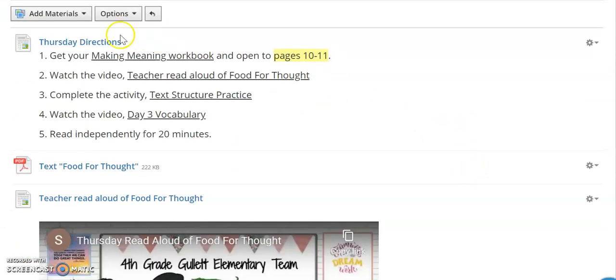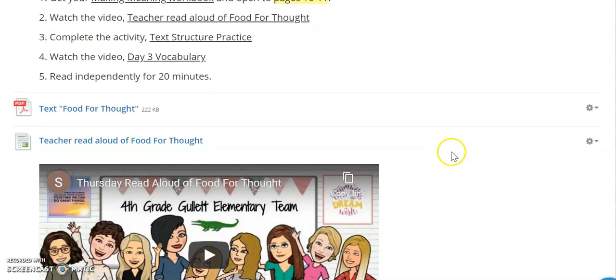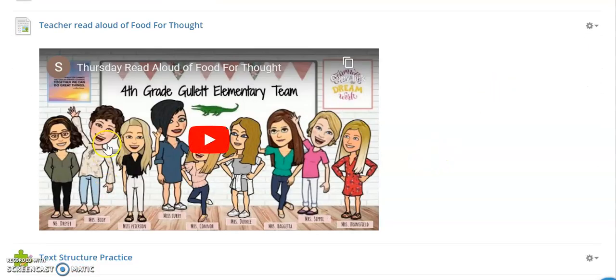Thursday, you're again using your Making Meaning workbook, but we're going to turn to pages 10 and 11. We're going to talk about this text. It's called Food for Thought. Again, if for some reason you don't have your workbook and you can't follow along, the text is here. It's just 2 pages, so you can print that if you'd like to. In this video, I go through and I read the text Food for Thought with you. Again, we talk about some of the nonfiction text features. We also talk again about text structure.